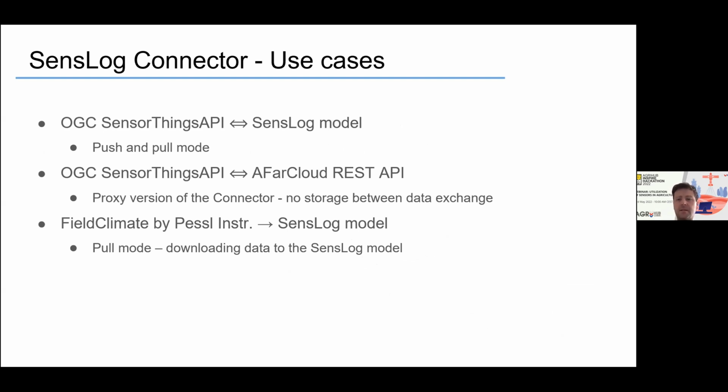And the second use case is this proxy version. So we have OGC SensorThings API and AFarCloud REST API, which is the interface of the project architecture we were involved in. So this use case is just transferring data between two APIs, no storage in the middleware. Or we have implemented, in cooperation with Vessel Instruments, an API for a field climate application. So we are able to download data from their data storages.